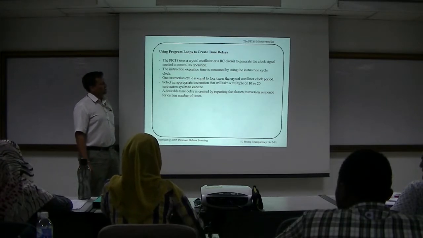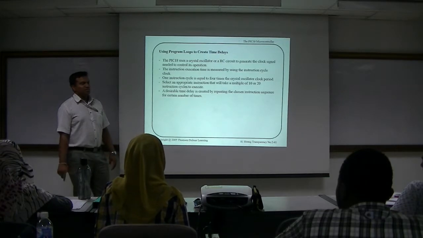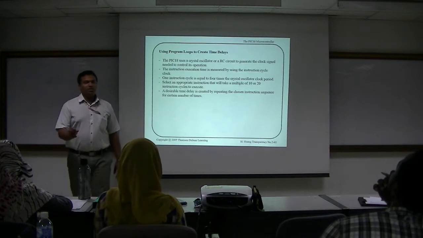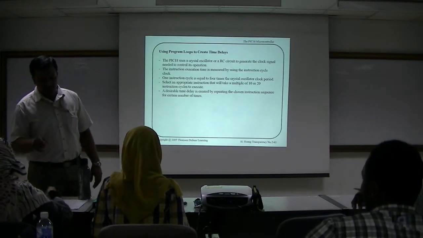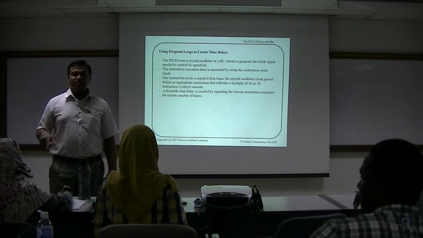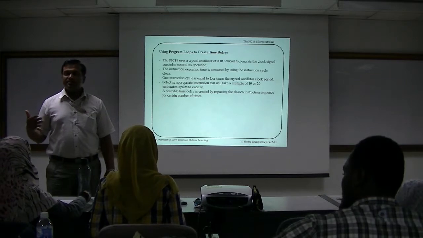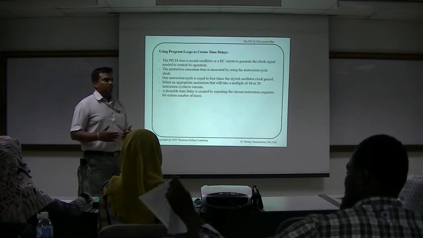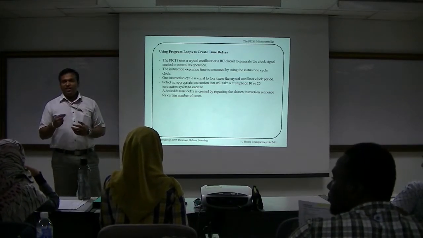So the instruction execution time is measured by using the instruction cycle clock. So the term that we'll use here is instruction cycle clock. If you see in your instruction set, for each instruction there is a third column that mentions cycles. It mentions how many cycles one particular instruction takes. So that cycle is known as the instruction cycle. And there is a timing for every cycle.